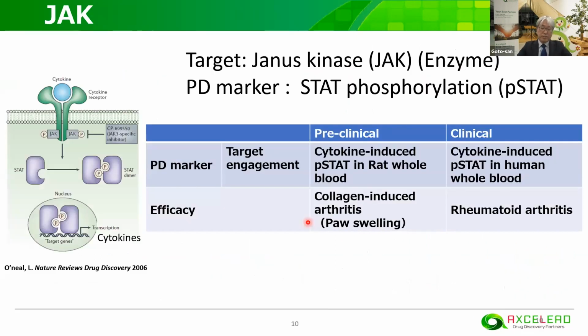Next, I will introduce the kinase JAK. This JAK is located downstream of the cytokine receptors and is an important kinase for inflammation and immune responses. This enzyme is a target for the treatment of autoimmune disease such as rheumatoid arthritis. This JAK phosphorylates STAT, downstream transcription factors, to regulate gene expression such as cytokines.